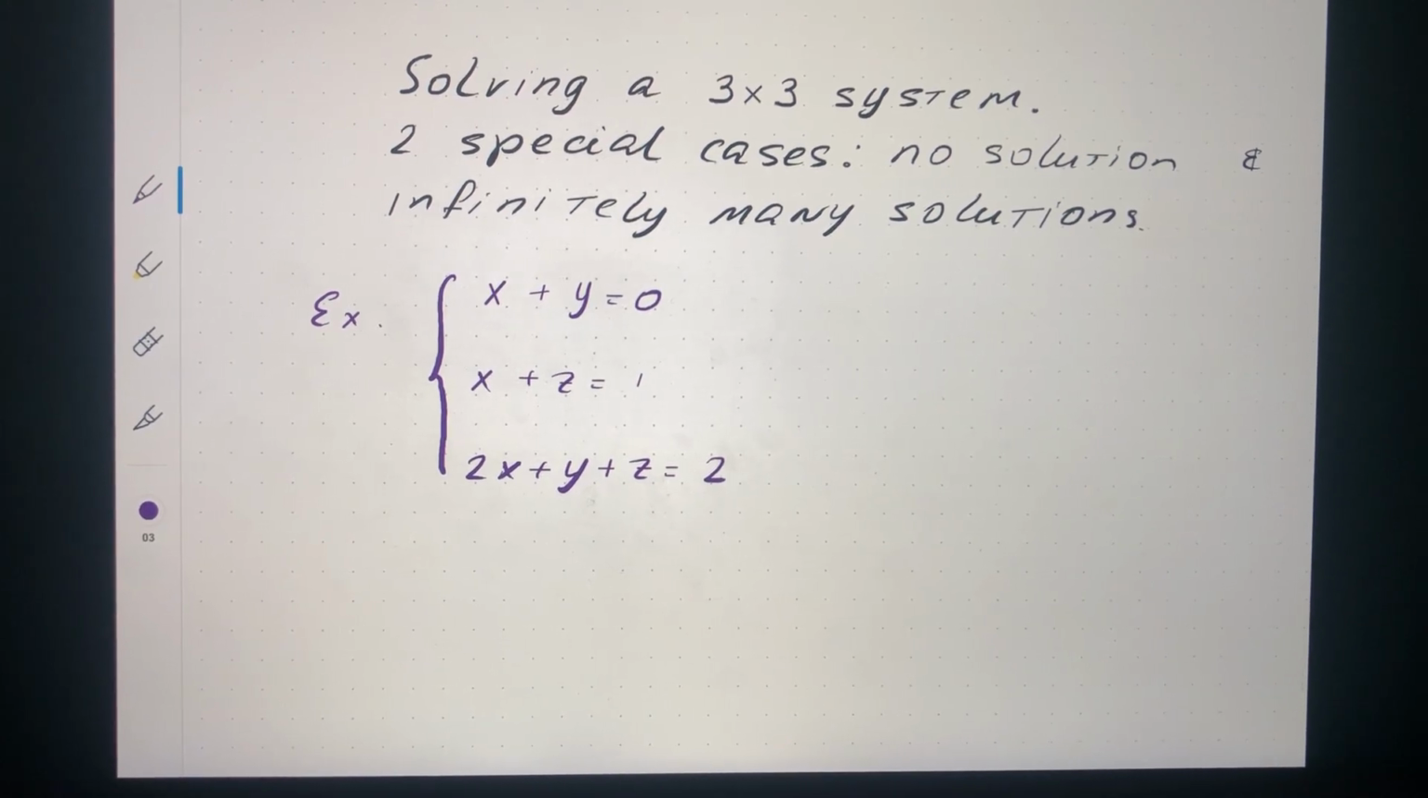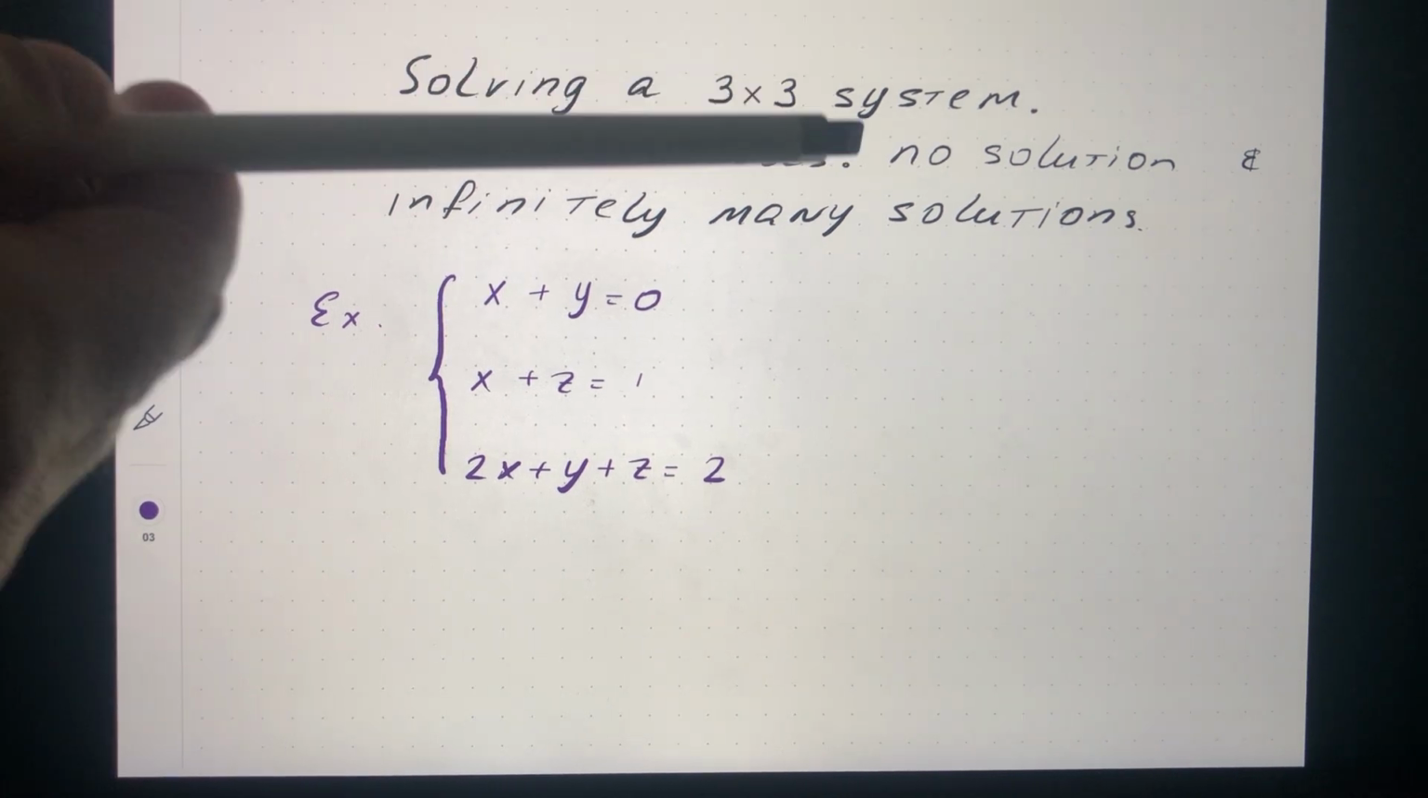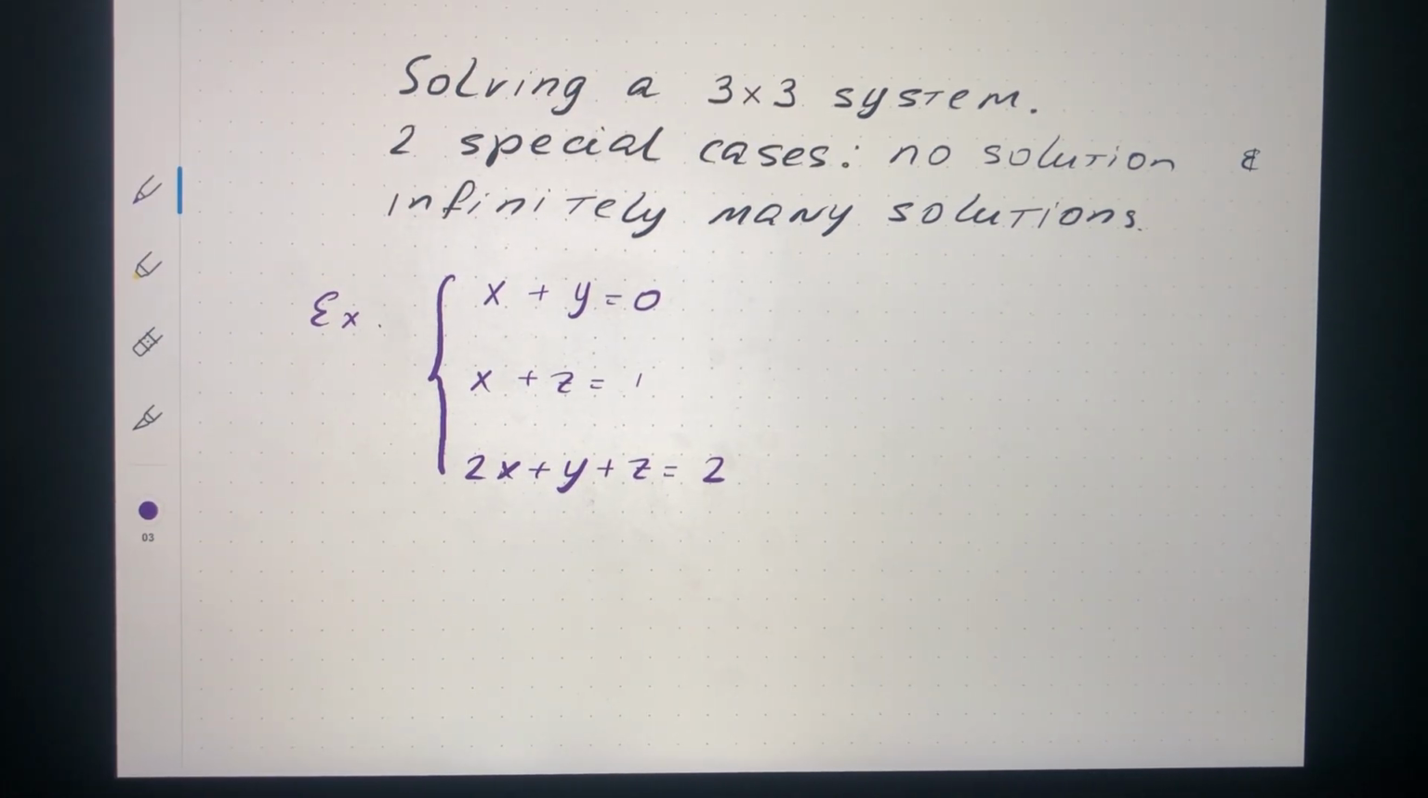Hello, in this video, let's look at two special cases, one with no solution and the other one with infinitely many solutions. So the first example is the one with no solution. Let's see how that happens and how we can tell that it has no solutions.